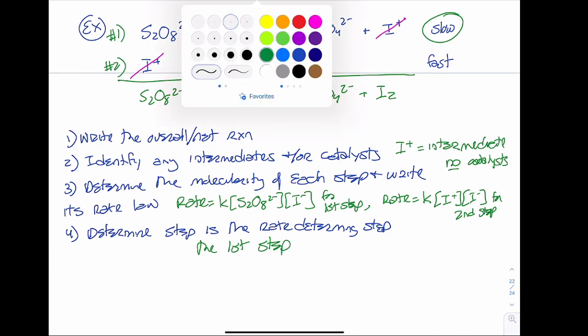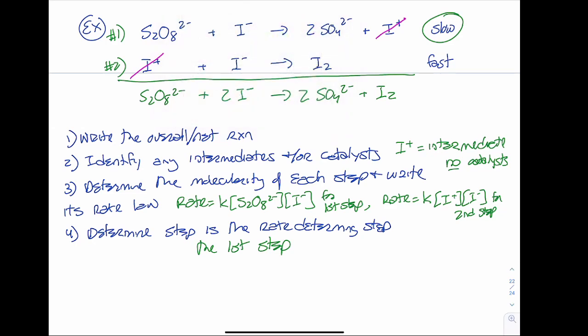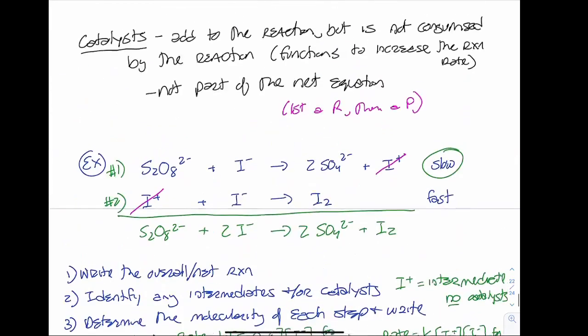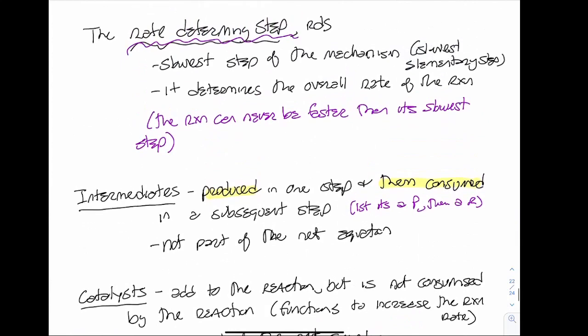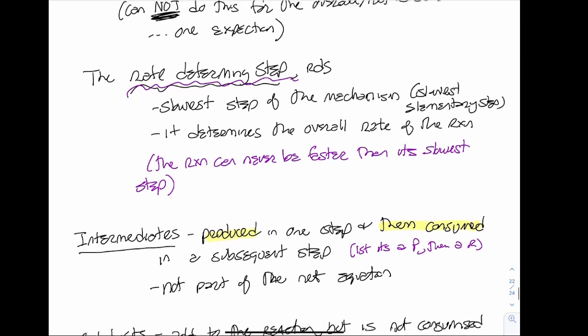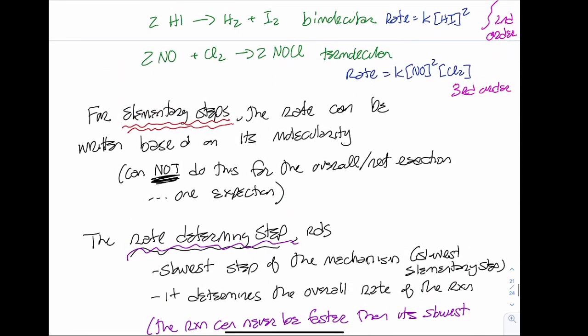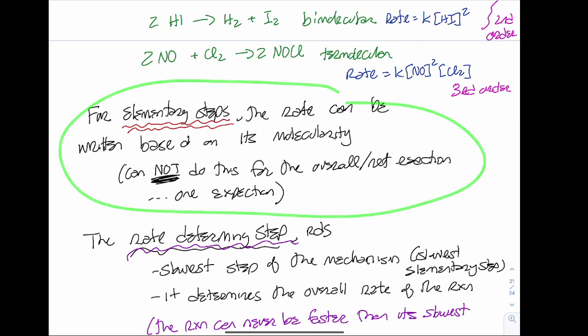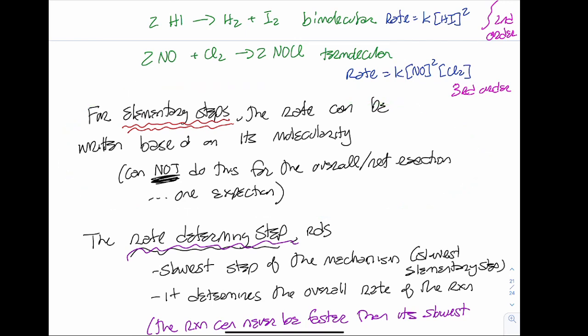The second part that I want to add, or the fifth part really, sorry, is that we had said that you cannot determine the overall rate of the reaction from looking at that reaction, right? We could do that for elementary steps. I'm going back up here to this part, right? For elementary steps, the rate can be written based on its molecularity. We cannot do that for the overall reaction. There is one kind of exception.